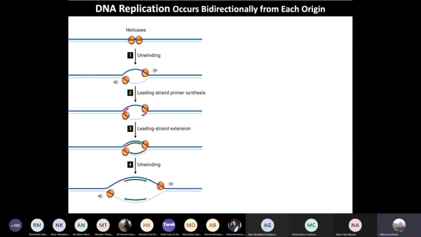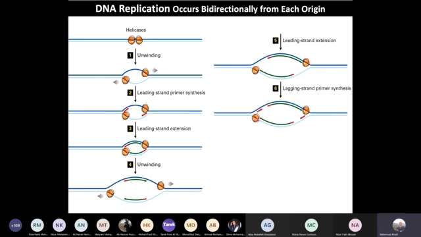Soon after that, the helicase moves further to opposite sides, opening up the DNA and enlarging the bubble of replication. And now the replication continues in this direction. Keep in mind that replication occurs in the 5' to 3' direction. Soon after that, the leading strand is formed on both sides, since it's bidirectional.